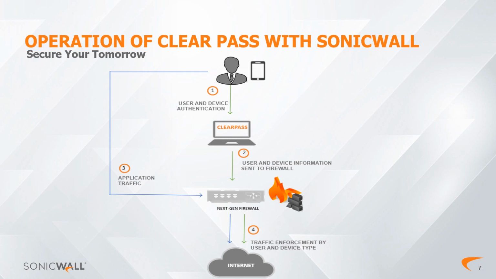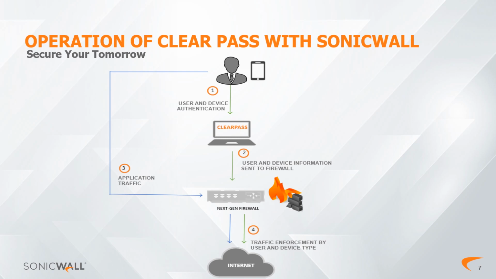Operation of ClearPass with SonicWall. In this diagram, the user and device are authenticated by the ClearPass NAC. The firewall will fetch the dynamic user roles and other information from NAC. Among the security context vectors ClearPass can send to the firewall include source IP, source MAC, user ID, user role, domain, device category, device family, device name, OS type, hostname and health posture.